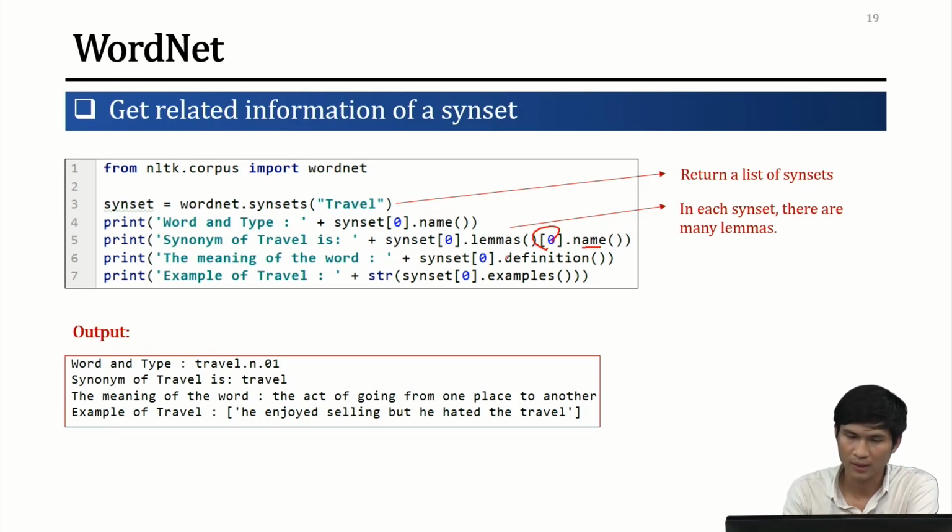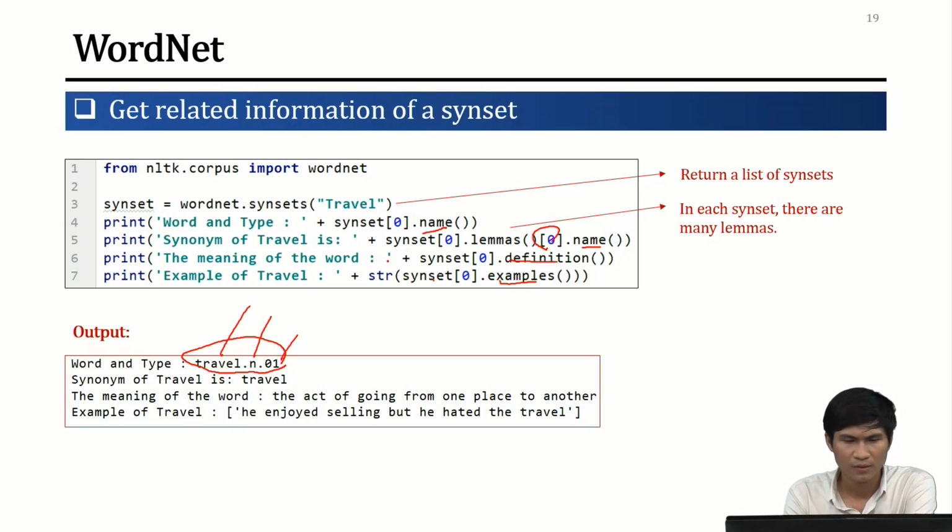And we can also get definitions or examples of this synset. So we come back to this example. The output of this one will be, if we use synset.name, which gives us the name of the synset. So it consists of 3 parts. We have the word, the part of speech, and the number.